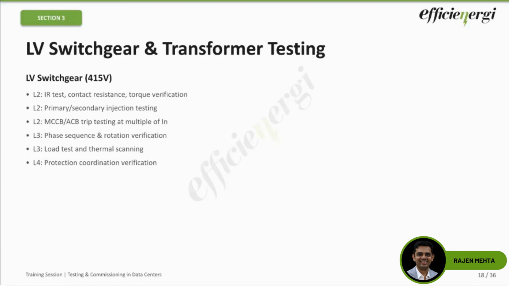Then protection testing, again, trip test on the LV side at various multiples of the rated current. So you have a 4000 ampere breaker, you are applying multiples of that rating to test it at various multiples, because we want to verify the instantaneous and the time delay characteristics of the LV breakers.